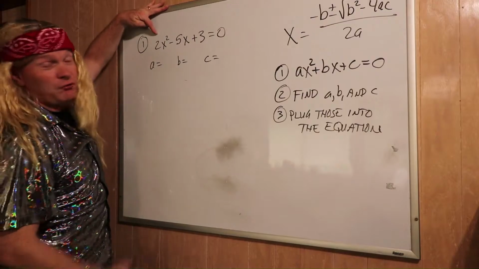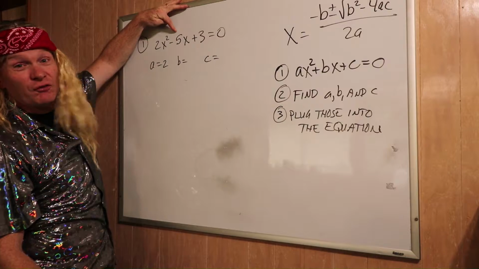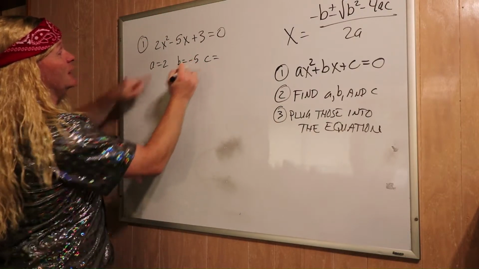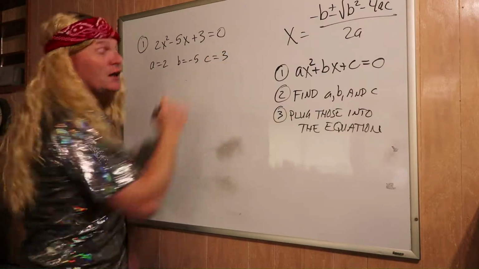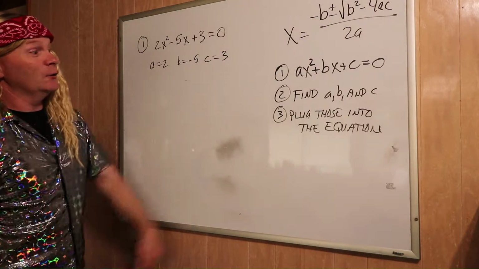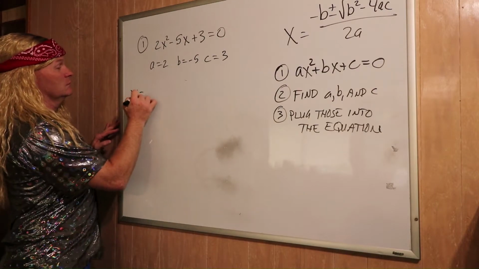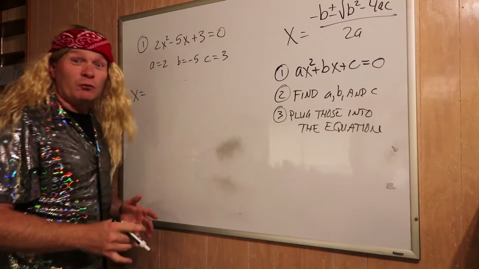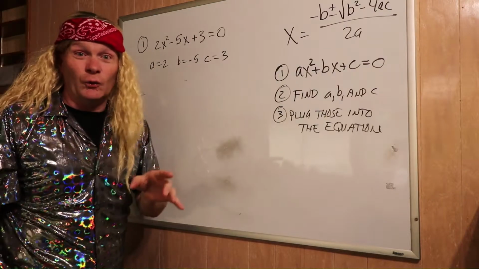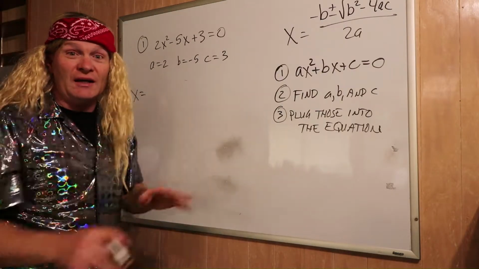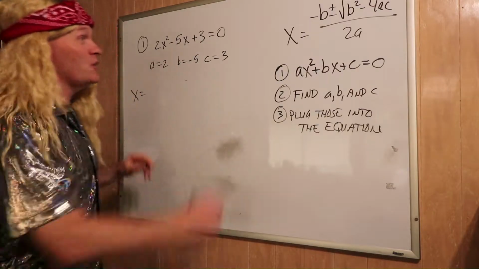A is the number in front of the x squared, so it's 2. B is the number in front of the x, it's negative 5. Notice it's negative 5. And then c is the constant, the number by itself. There we go. Now we're going to plug those into the equation. This is where you rock and rollers are going to mess up, is you're going to plug these in incorrectly, or you're going to simplify it incorrectly. So if you go step by step by step, it's harder to mess up, alright?